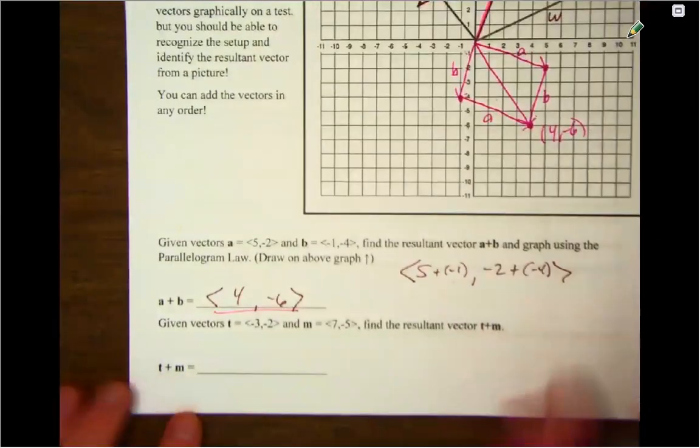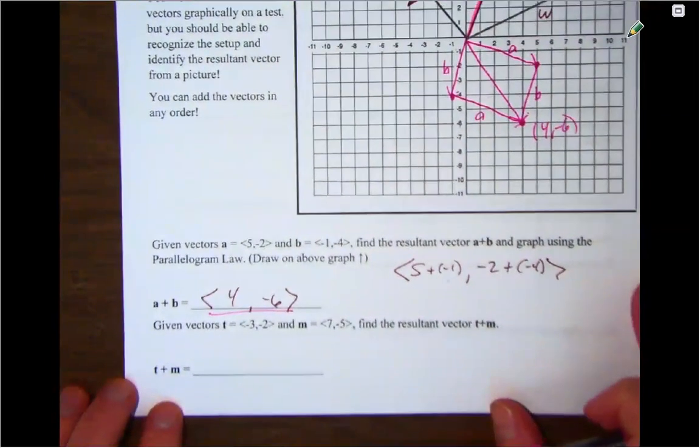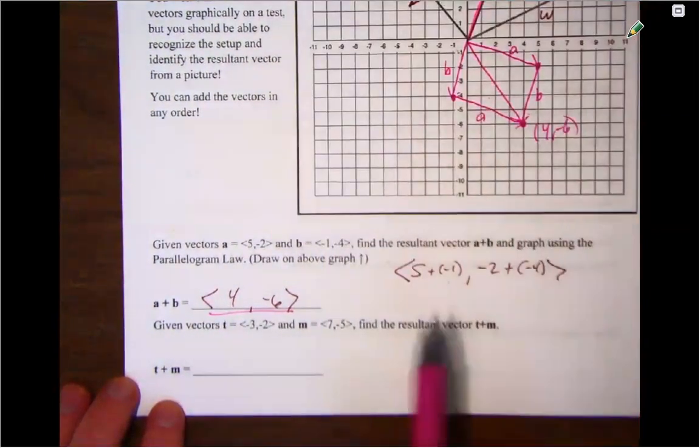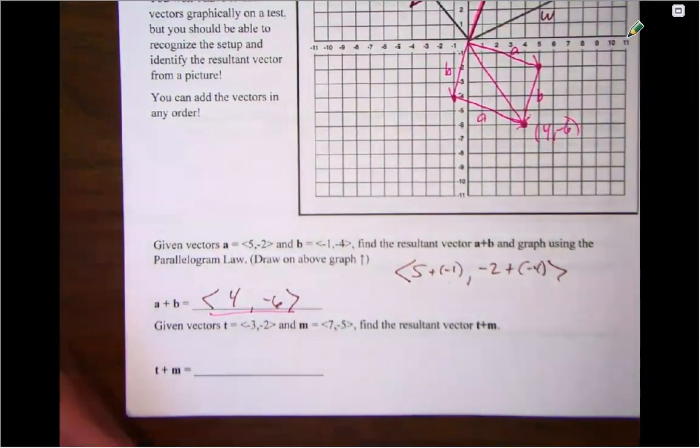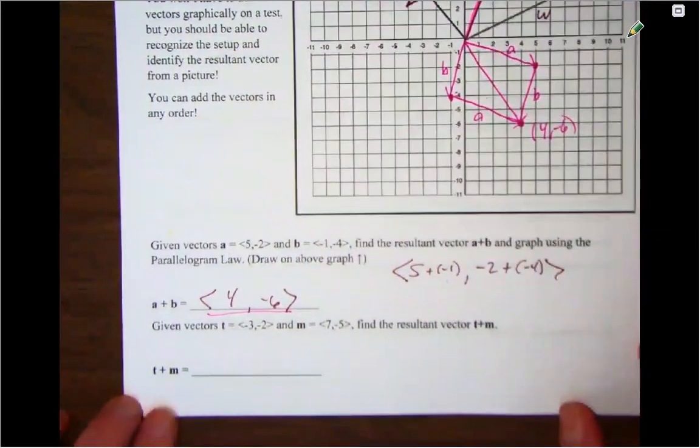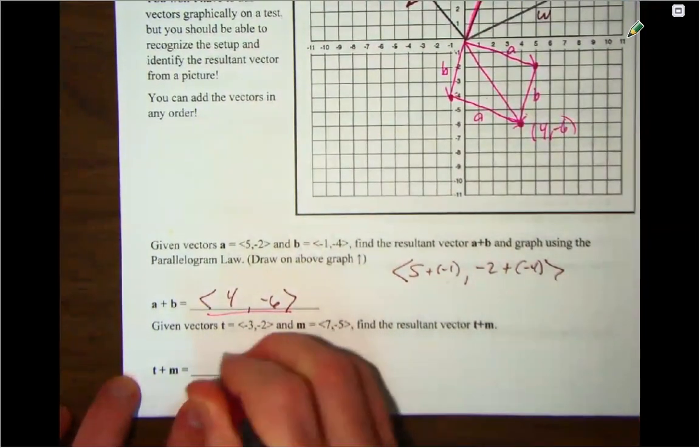Okay. Let's do one more. Again, I'm going to give about 30 seconds. I'm not even going to graph this one because my graph's already kind of a mess. So I'm not going to bother graphing this one. But give me the answer on adding T and M. What would your answer for that one be?